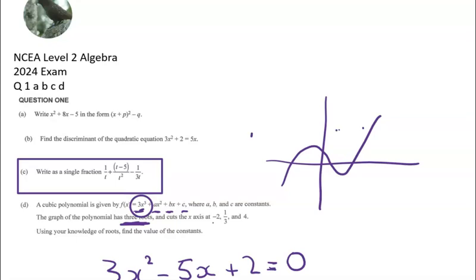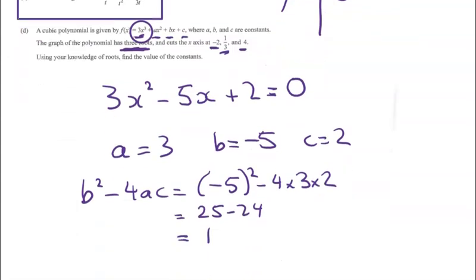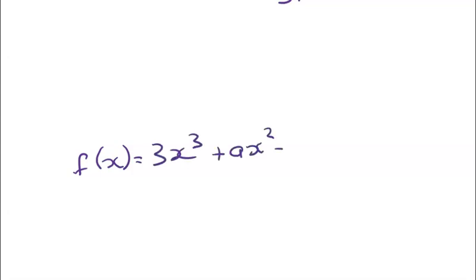So it cuts the x-axis at these places here. Now, as I've drawn it, that's a bit wonky, but it's not too far off. But we know that the roots are the points that make the function equal to 0, right? So moving down here, we've got f of x is equal to 3x cubed plus ax squared plus bx plus c. And the roots are negative 2, 1/3, and 4.